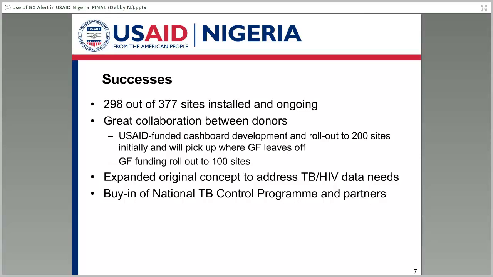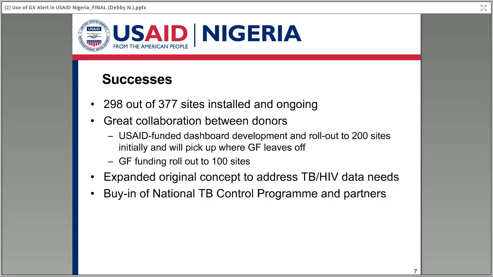Another success story was expanding the original concept to go beyond MDR notification to addressing TB HIV data needs. Like I said before, we had a challenge with linking the two programs in terms of referring HIV patients for diagnosis, but then once they're diagnosed, making sure that they started TB treatment on time. So GXAlert helps us sort of track that diagnosis and then subsequently improve our linkage to treatment.